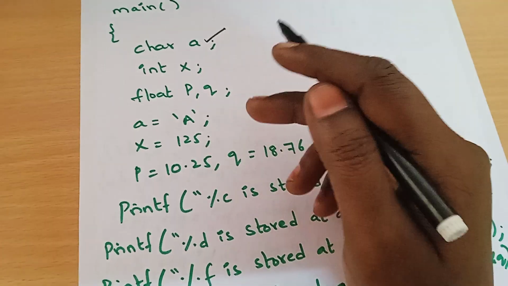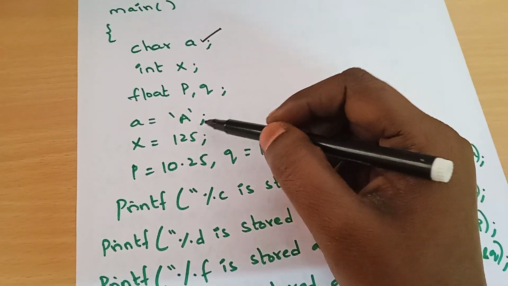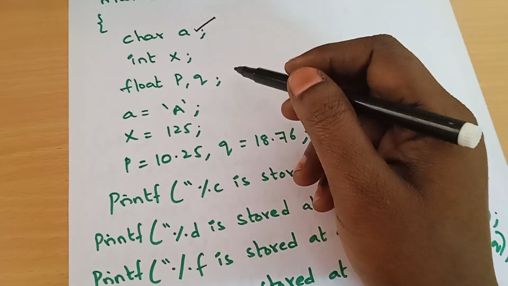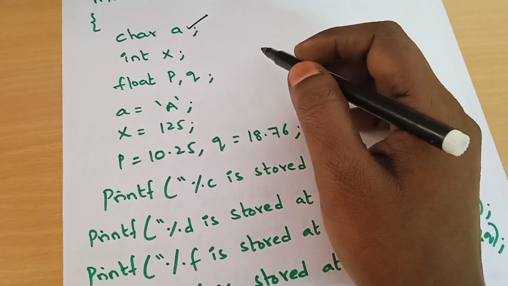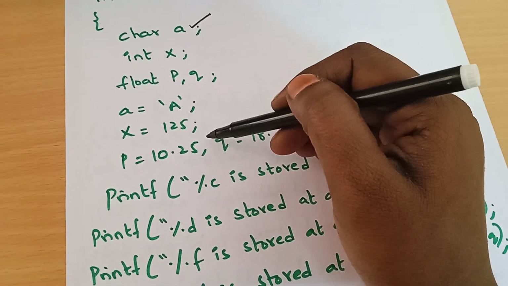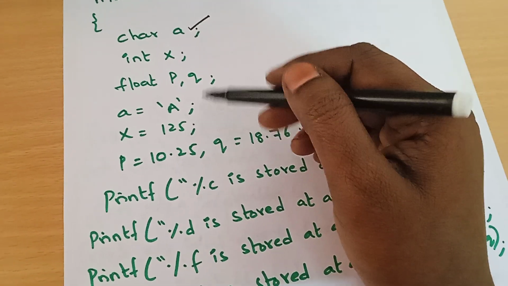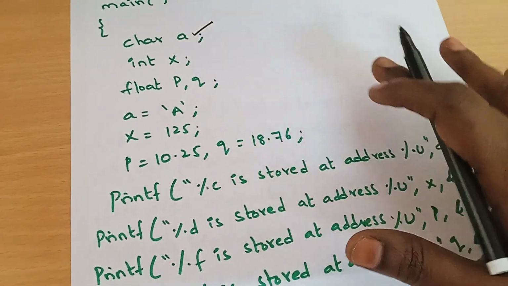There are two ways that you can initialize the values: at compile time, or else you can use the scanf statement to read the values. You can give them directly here, and this process is called compile time, or else you can use the scanf statement to read the values.